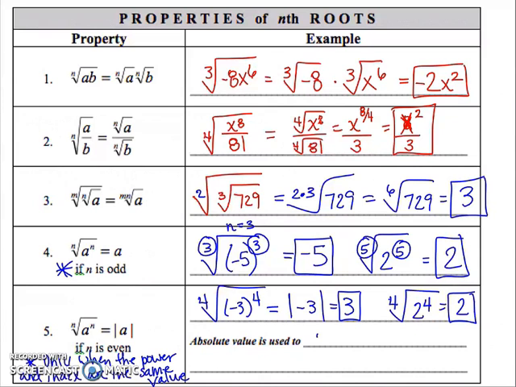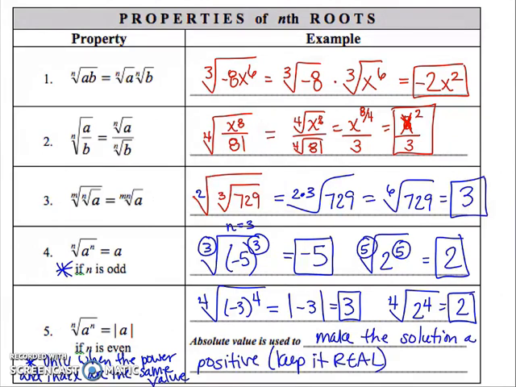Or basically, as we talked about, to keep it real. And this is because you can't take even roots of negative numbers. You can't take the even root of a negative number. So that's why we have this rule.